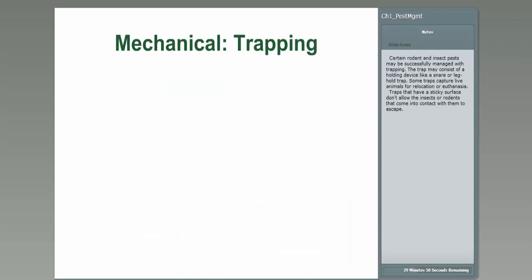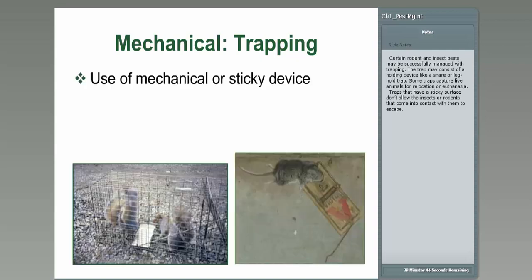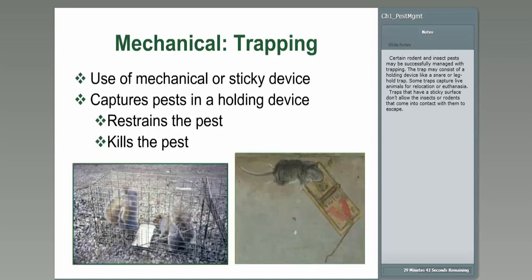Certain rodent and insect pests may be successfully managed with trapping. The trap may consist of a holding device like a snare or leg hold trap. Some traps capture live animals for relocation or euthanasia. Traps that have a sticky surface don't allow the insects or rodents that come into contact with them to escape.